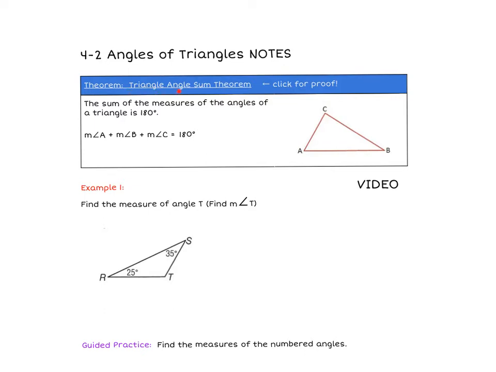The triangle angle sum theorem, and I will have a link to the proof embedded in the physical copy of the notes as well as in the Schoology folder for you to see. But essentially, the measurement of angle A plus the measurement of angle B plus the measurement of angle C must equal 180, such that the internal degree measurement of the triangle is equal to 180.